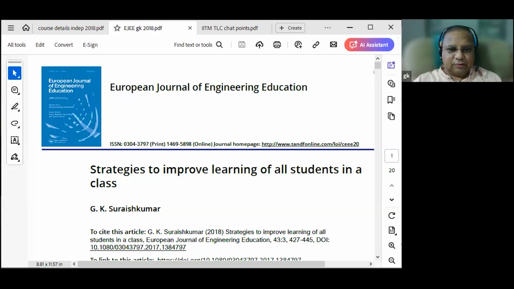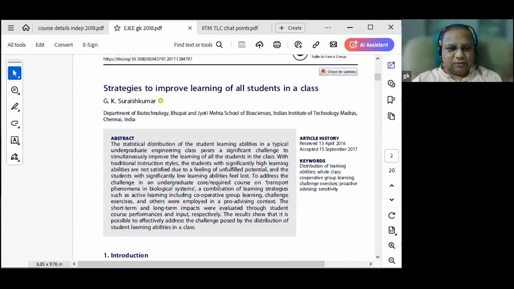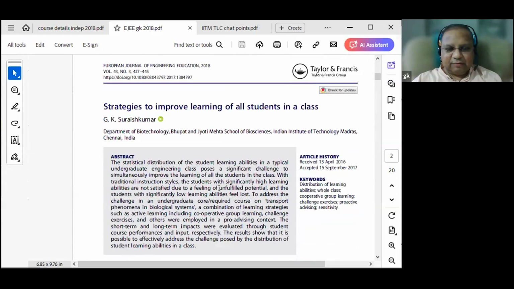There is actually a paper, if I can just show you that, and I'll probably say something about it. Okay, this is a paper in the European Journal of Engineering Education. The title is Strategies to Improve Learning of All Students in a Class. To give you an idea of what it is, let me just read the abstract, and then I'll probably summarize a few points.